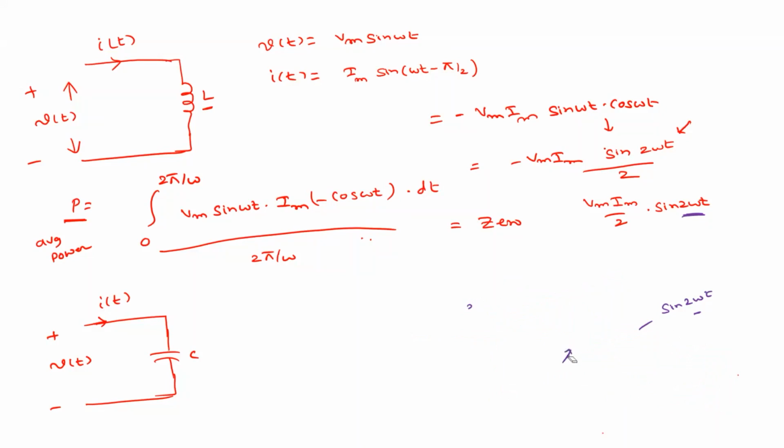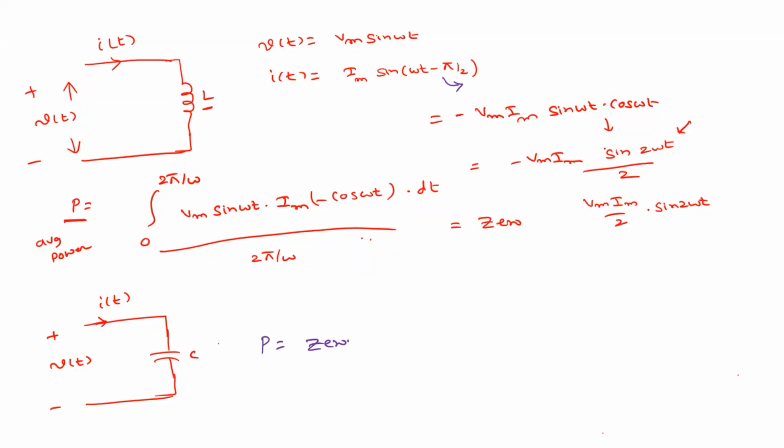So the instantaneous value is present, but the average power is 0. Now come to this case. What is the value of P here? Here also it is 0. The only difference is that the current will be sine omega t plus pi by 2. The rest of the procedure is the same.